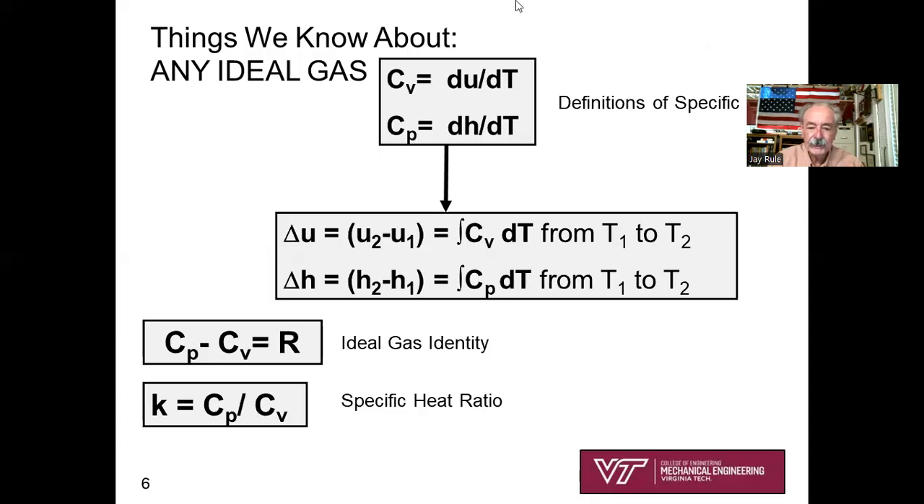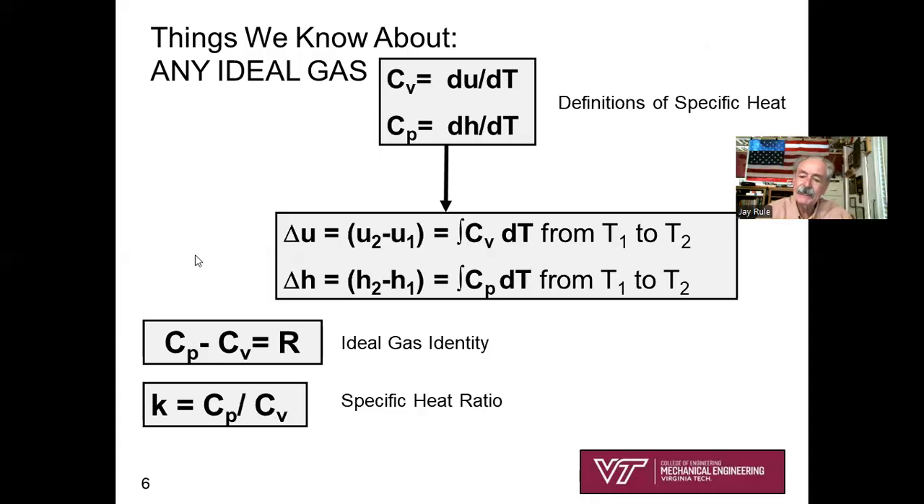Do you recall the definition of specific heat, C sub P and C sub V? For an ideal gas, they're defined in terms of an ordinary derivative. C sub V is du dT and C sub P is dh dT. And you say, oh, I sort of remember that, but I don't recall what I did with it.